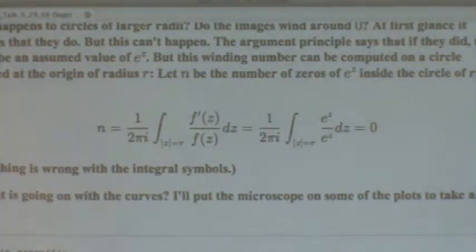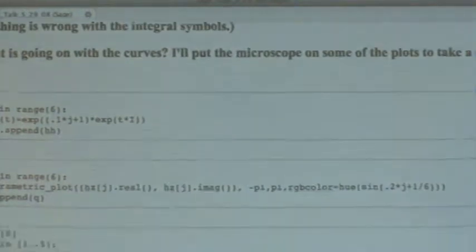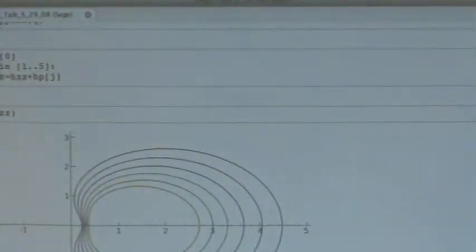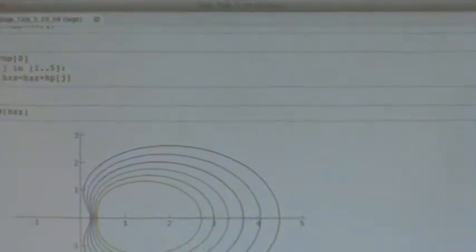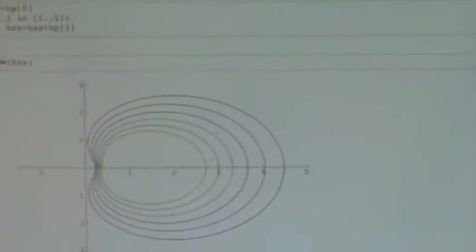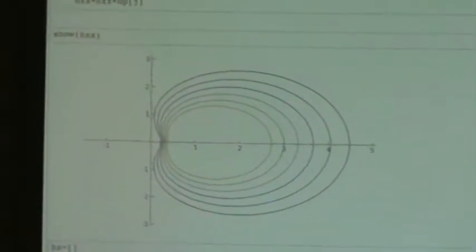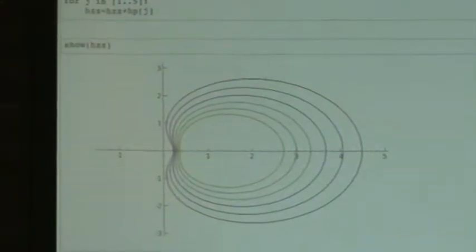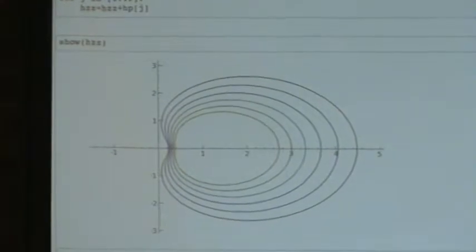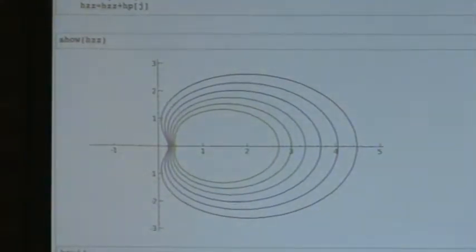Probably, yeah. All right, so there's a little discussion of winding number that I just gave you. Here's the images of those curves. They're kind of kidney shaped. That's the image, and those curves are simple closed curves, and they clearly don't go around the origin, as they should not. There's the origin over there to the left, and they're all to the right. So that's a few curves of small radius.